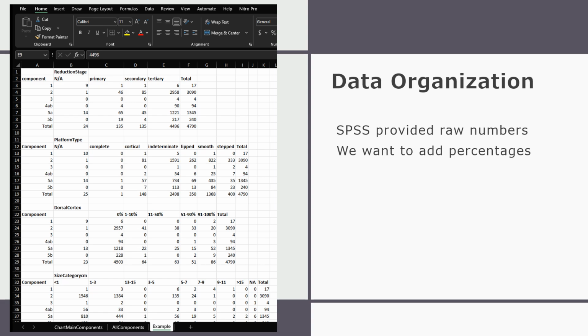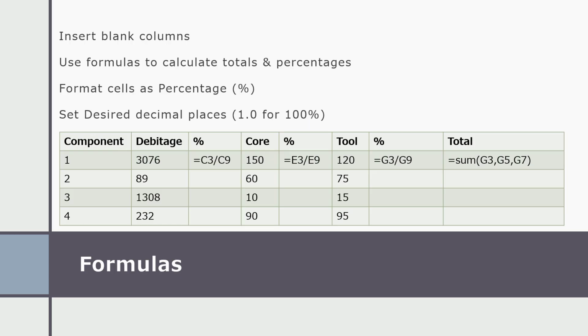The next is I've just kind of cleaned it up, removing unnecessary cells. SPSS has provided us these raw numbers, but we want to add columns that represent percentages for each of these. In order to better organize my data so that I can more easily create charts, I need columns of percentages. And in this case, I want the percentage of each attribute in relation to the component line. So I'll be dividing the cell with the number by the total number within that component, not the total number of the entire assemblage.